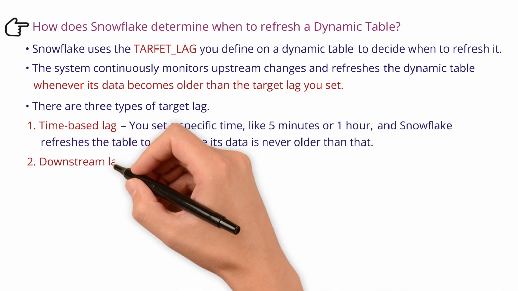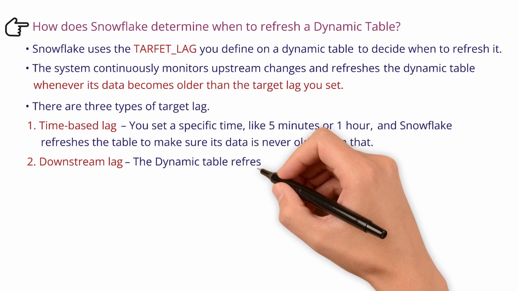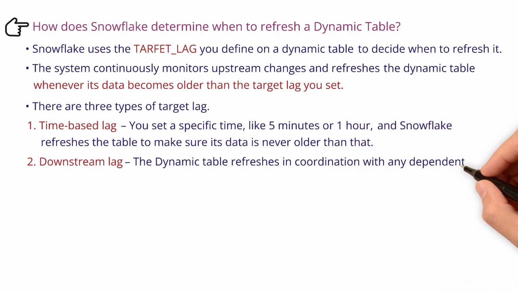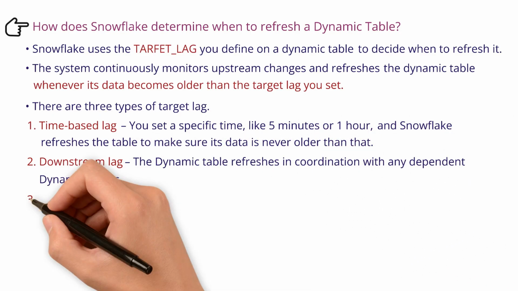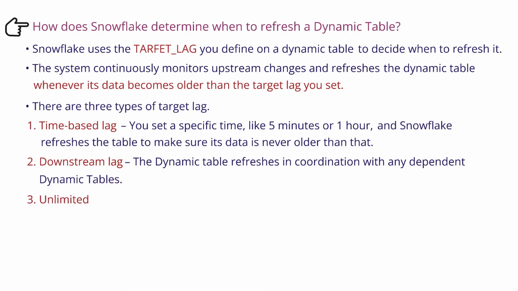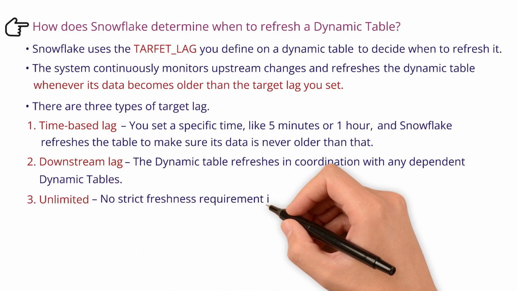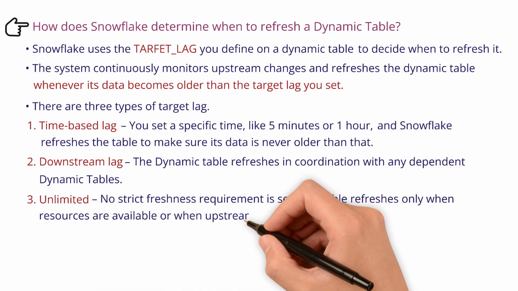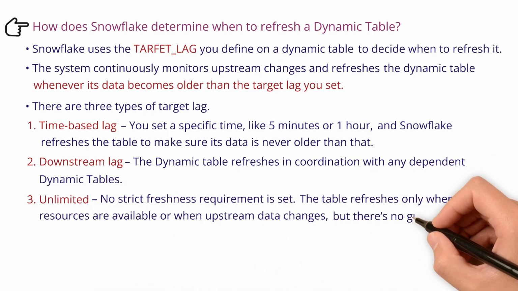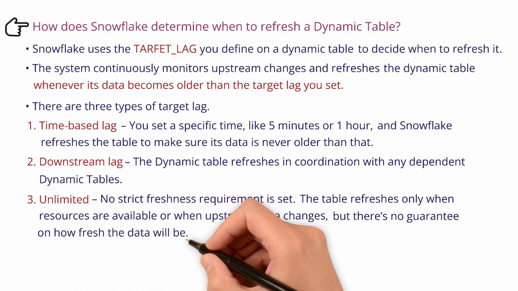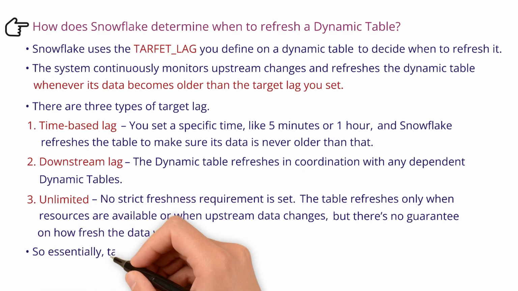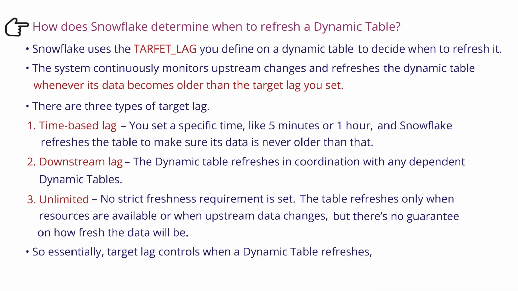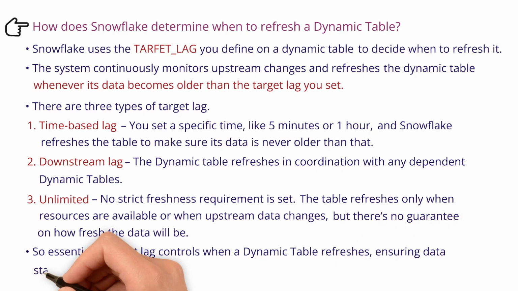2. Downstream lag. The dynamic table refreshes in coordination with any dependent dynamic tables. 3. Unlimited. No strict freshness requirement is set. The table refreshes only when resources are available or when upstream data changes, but there's no guarantee on how fresh the data will be. So essentially, target lag controls when a dynamic table refreshes, ensuring data stays as fresh as you need.